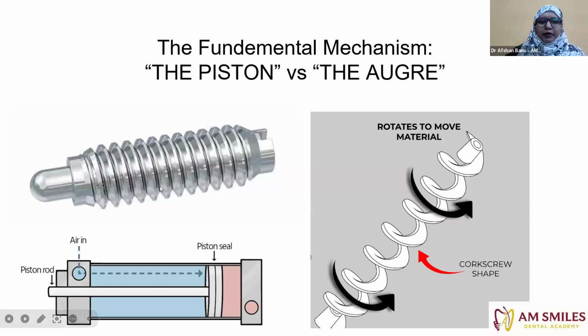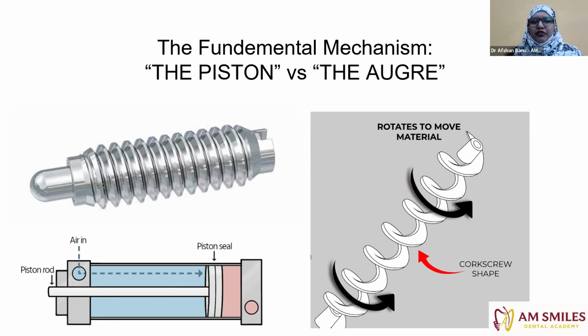So the piston type doesn't have any exit pathway for the debris. If you can see, when this piston type enters a canal or a wall, your debris will be pushed down. While in the auger type, your debris will be pushed above. But the problem is that when the auger is more, the strength of the file is less. If you can see, the spiral is very thin, right? So your strength will get reduced.